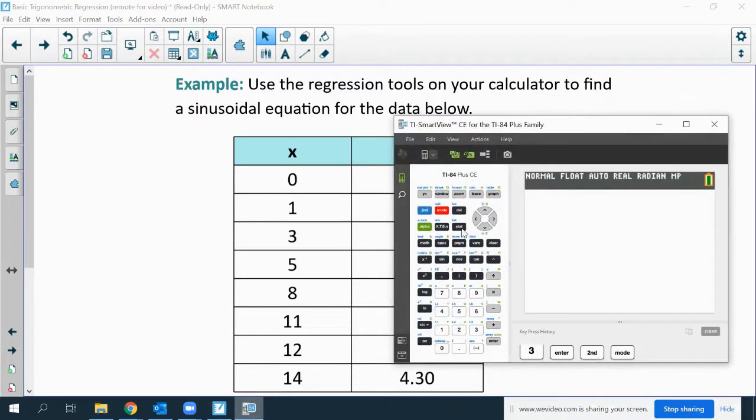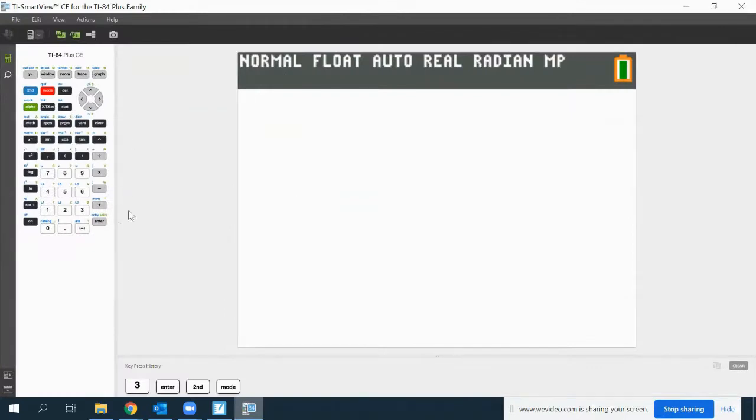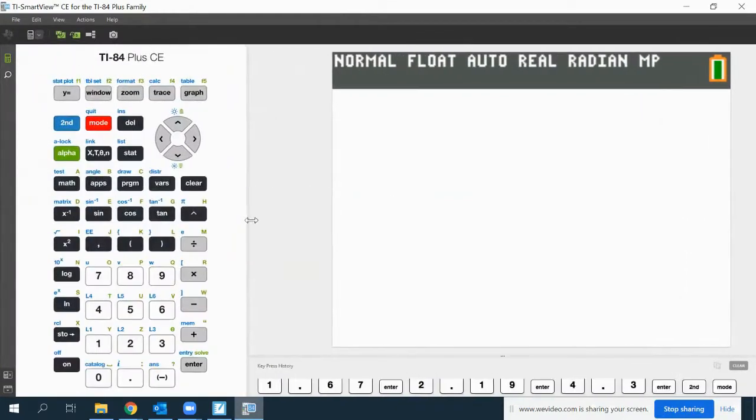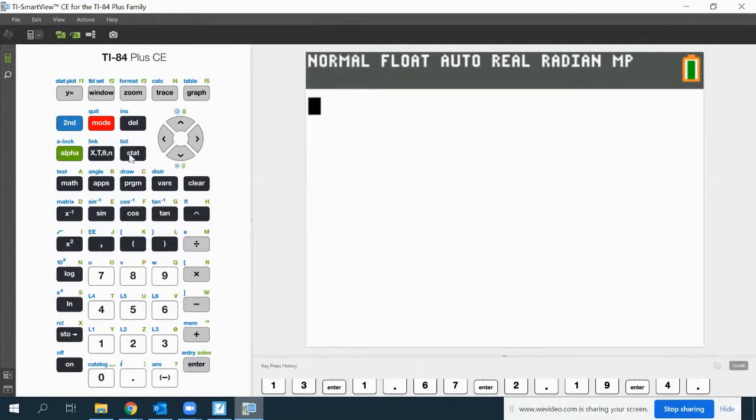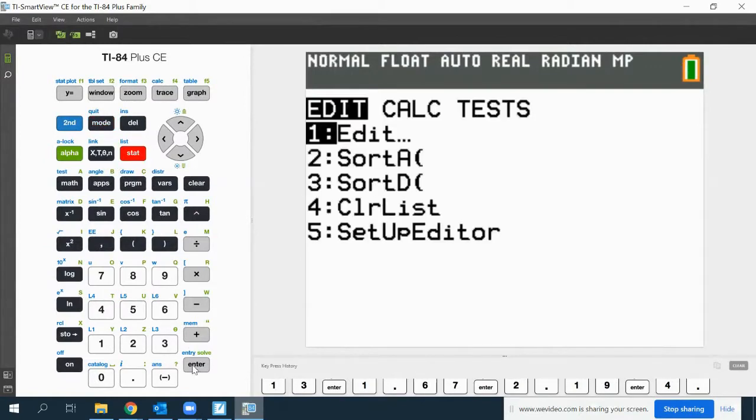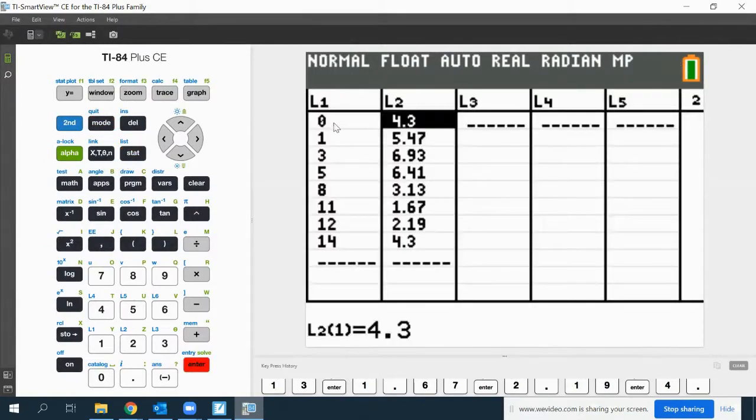So just a reminder, in order to get there, we would go to the stat button and then edit, stat edit, and then all of your X values would go in L1 and all of your Y values would go in L2. I've already taken the liberty of typing all these in.